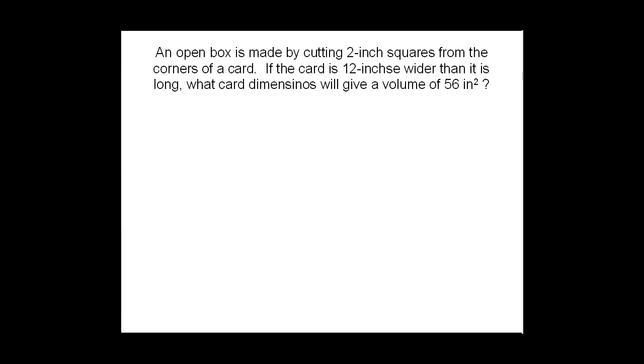Okay, suppose we have an open box made by cutting 2-inch squares from the corners of a standard card. If the card is 12 inches wider than it is long, so you're going to have a length and a length plus 12, what are the dimensions that will give a volume of 56? So again, I took a card. This was a length, and I'm taking 4 away because there's 2 on the right and 2 on the left. This is 12 more, so it's L plus 12. I'm taking away 4 in total because you have 2 on the bottom, 2 on top. That makes a total of L plus 8. Now, to find volume, you take L minus 4, that's the length, L plus 8, that's the width, and 2, because when you stand it up, it'll be 2 units high.